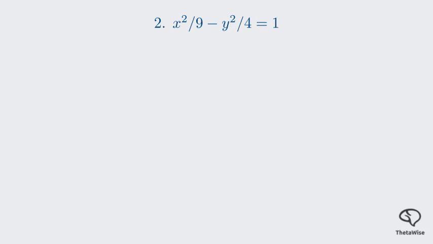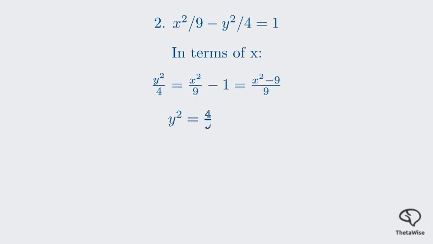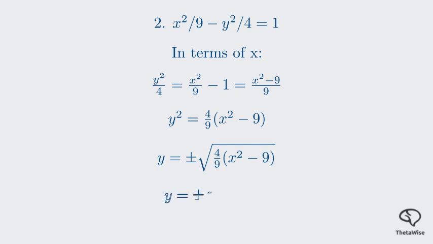Let's find y in terms of x first. We need to get y alone on one side. We add y squared over 4 to the right and subtract 1. Combine the x terms with a common denominator. Then multiply both sides by 4 and take the square root. Don't forget the plus or minus. Simplifying the square root of 4 over 9 gives us 2 over 3.